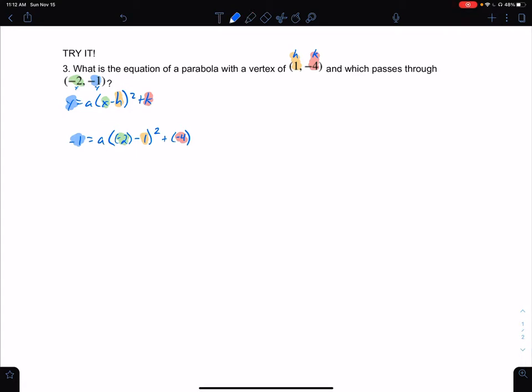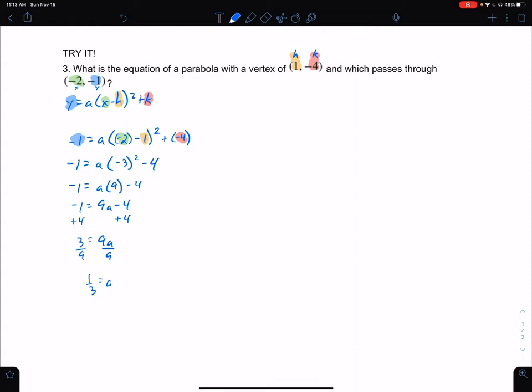So now that we have 4 of the 5 variables plugged in, we can solve for that 5th variable, in this case A. So -1 equals -2 minus 1 would be -3. And then we're going to change that plus -4 to a -4. So we get -1 equals A times 9 minus 4. So -1 plus 4 would be 3 equals 9A. So A would be equal to 1/3, which is fine in this case.